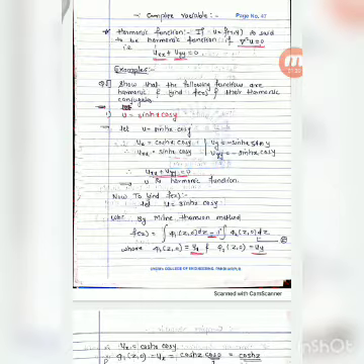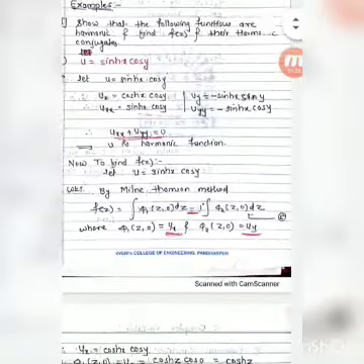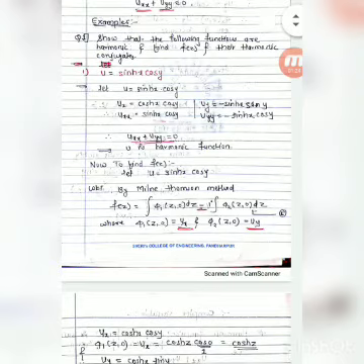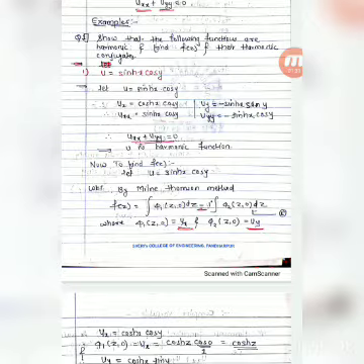Suppose example number 1. A common question I have considered here. Show that the following functions are harmonic and find the analytic function f of z and their harmonic conjugates. Let us start with the first one. Consider u is equal to sinh x cos y.